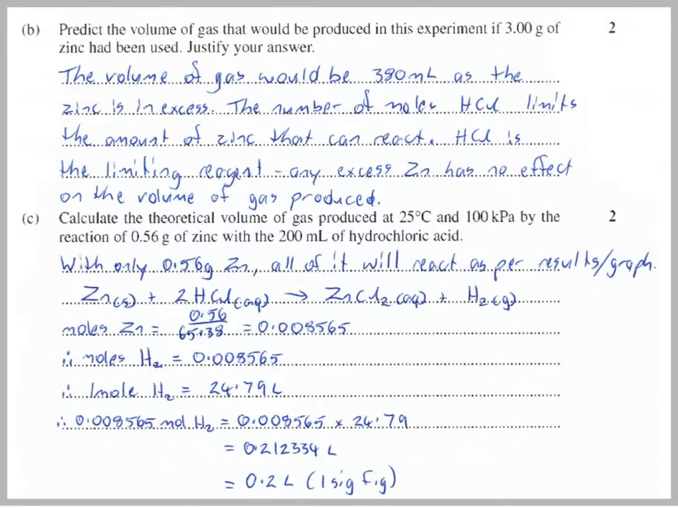And we have to take it down to one significant figure. Now, why one significant figure? Because we've got 200 mL here. Okay, 200 mL of hydrochloric acid. Now that is one significant figure. So our answer needs to be one significant figure.